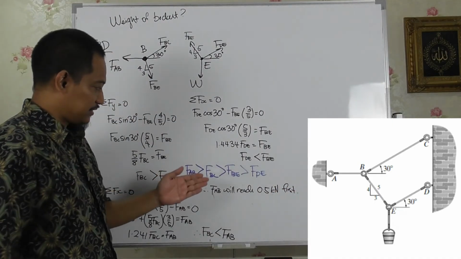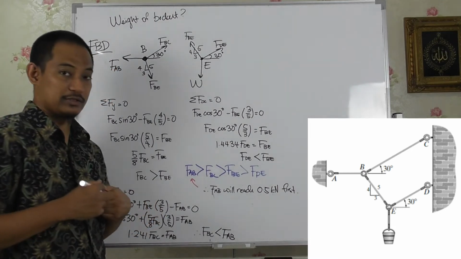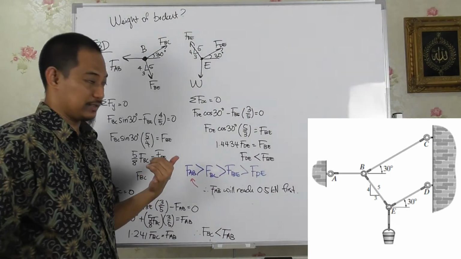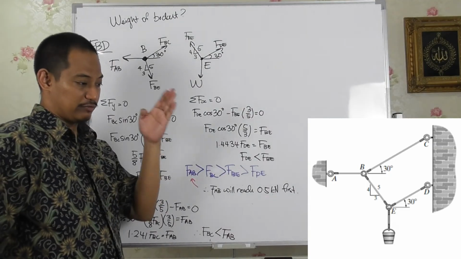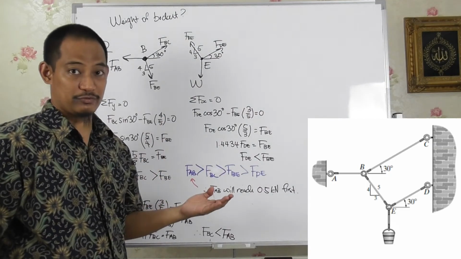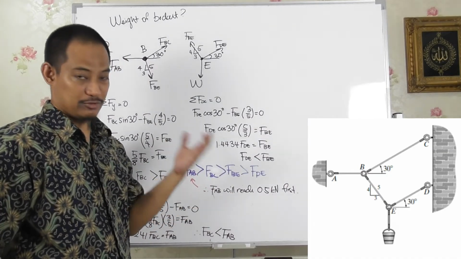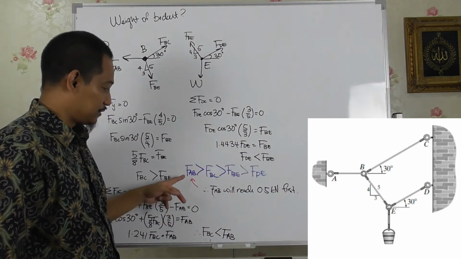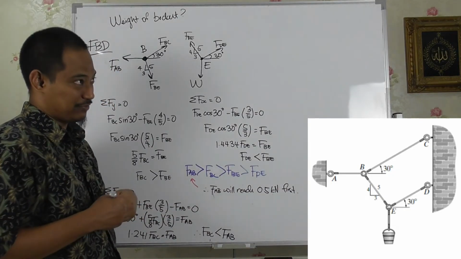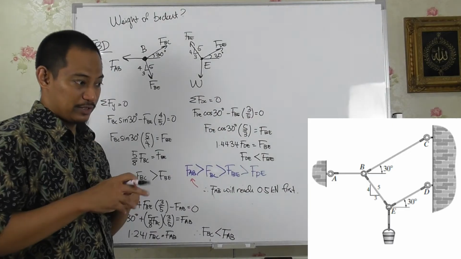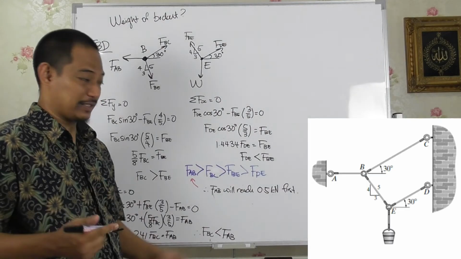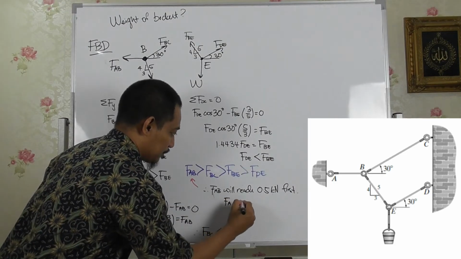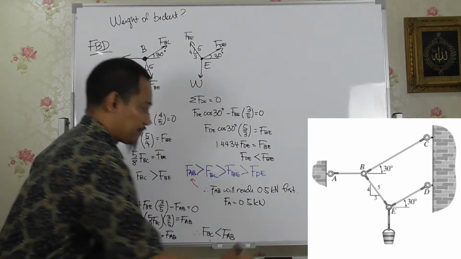So having understood this, we know that FAB will reach 0.5 kilonewton first, right? The first question that we have in the beginning is that the condition is none of the wires should exceed 0.5, but the question is which one will reach 0.5 first. From this comparison, we know that this is the biggest, so this will reach 0.5 first. So in the condition where the maximum weight of the bucket is, FAB equals 0.5 kilonewton.